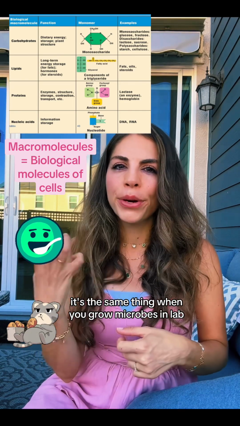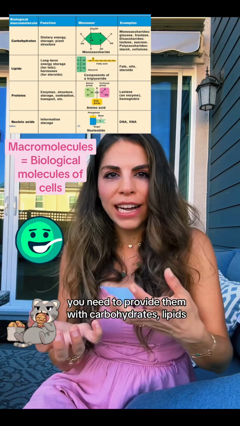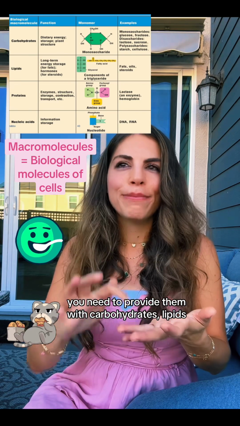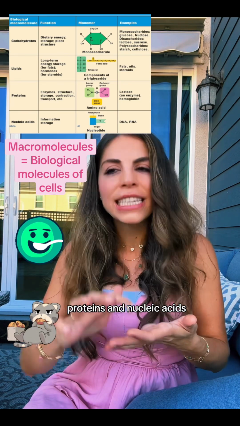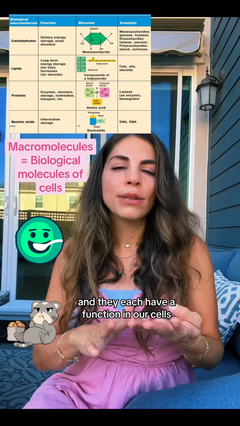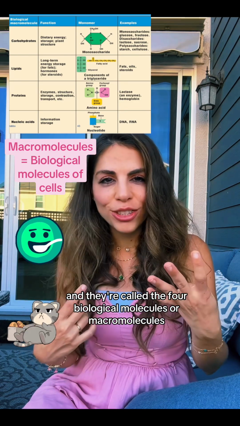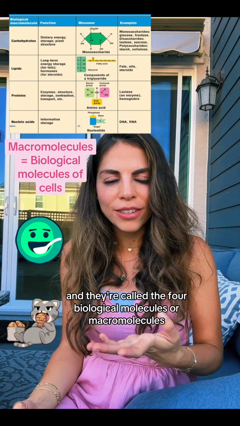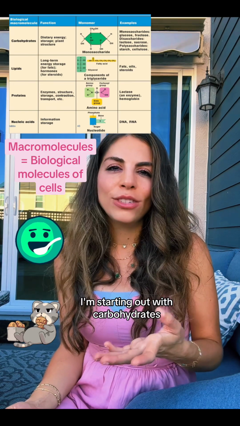It's the same thing when you grow microbes in lab. You need to provide them with carbohydrates, lipids, proteins, and nucleic acids, and they each have a function in our cells, and they're called the four biological molecules or macromolecules. I'm starting out with carbohydrates.